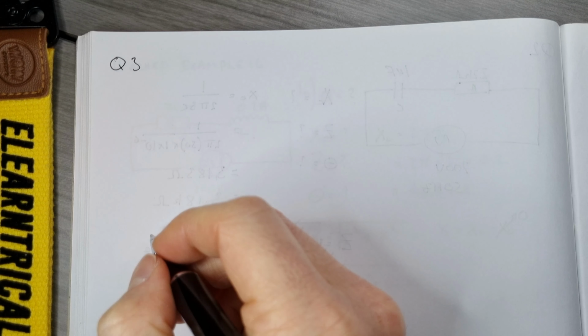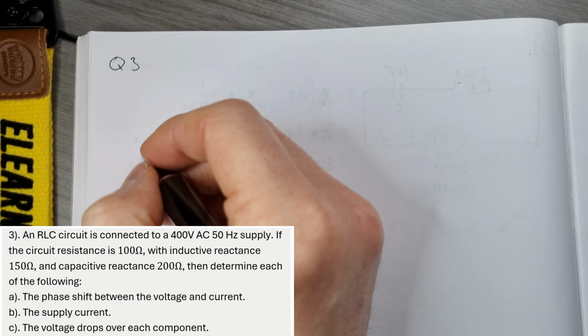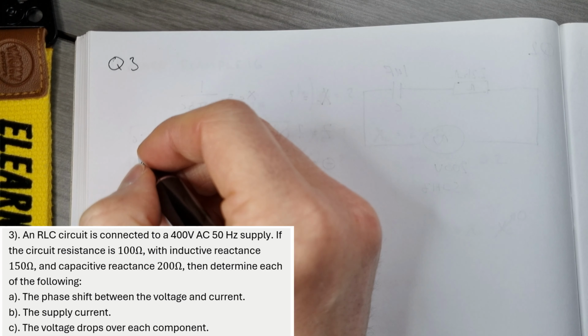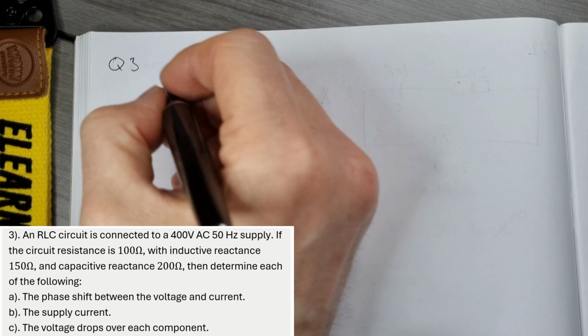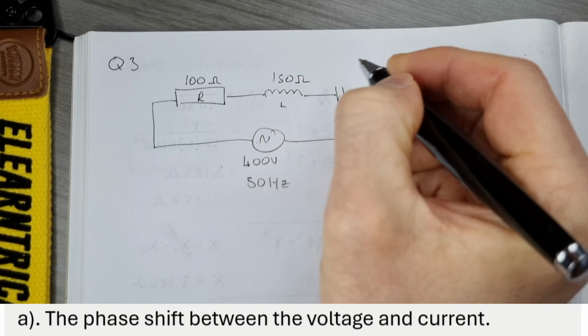Question 3. An RLC circuit is connected to a 400 volt AC 50 Hz supply. If the circuit resistance is 100 ohms with an inductive reactance of 150 ohms and capacitive reactance of 200 ohms, then determine each of the following. A. The phase shift between the voltage and current. B. The supply current. And C. The voltage drops over each component.